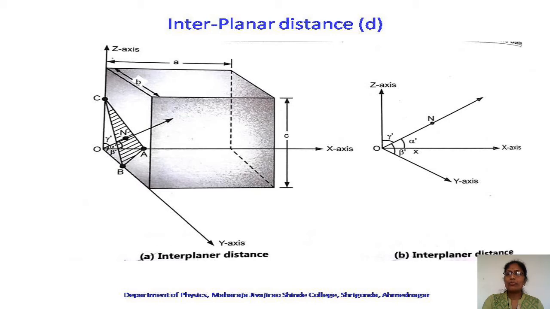Now, in order to find the interplanar distance, draw a perpendicular from the origin to the plane ABC as shown in the figure, and ON represents such a perpendicular and its length is d. d is nothing but the interplanar distance, as it gives us the distance between the set of parallel planes, which is the plane passing through the origin and plane ABC. Therefore, ON represents the interplanar distance d.